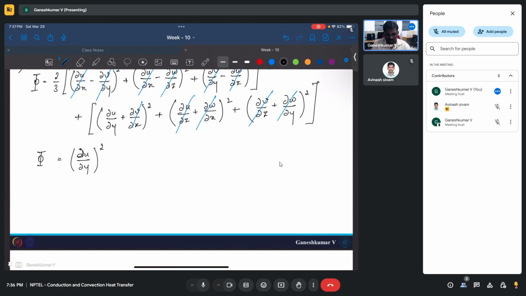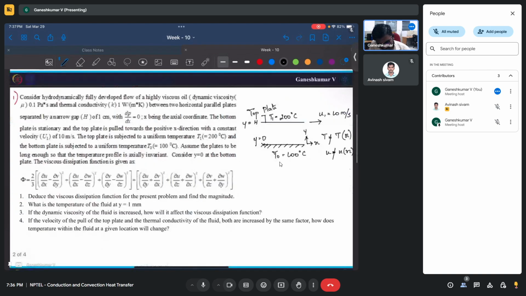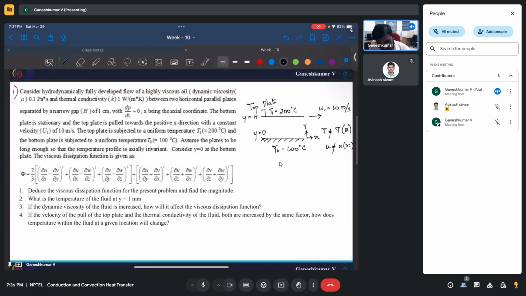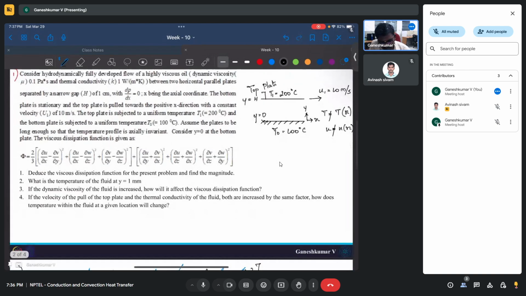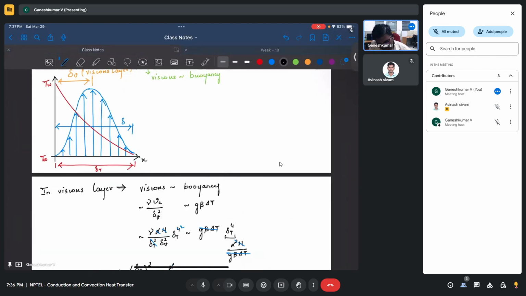Okay. Now we need to know the u profile in order to find the velocity, in order to find the viscous dissipation function. So we can apply the momentum equation here. There is no pressure gradient, and from the continuity equation we can remove the inertial term. So this is what we did in class 2.